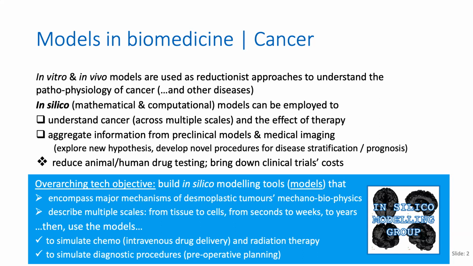We're not focusing on blood tumors. And we also use those models to effectively describe the different scales, which is one of the limitations of in vitro experiments. And we want to, of course, use those models to simulate chemotherapeutic strategies, monotherapy, combined therapy, and so on, as well as use those as means of diagnosis and prognosis.